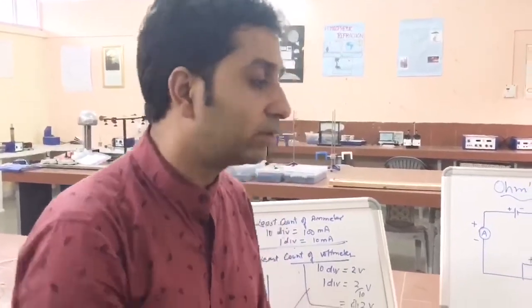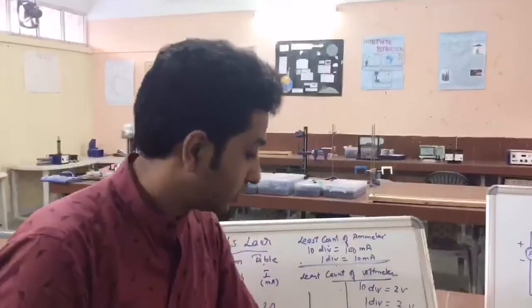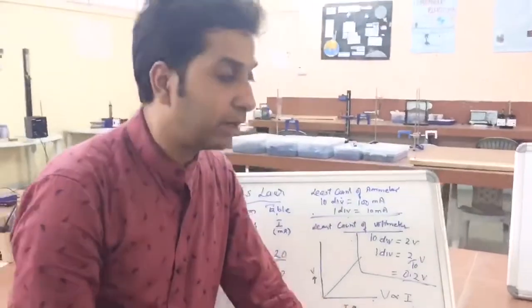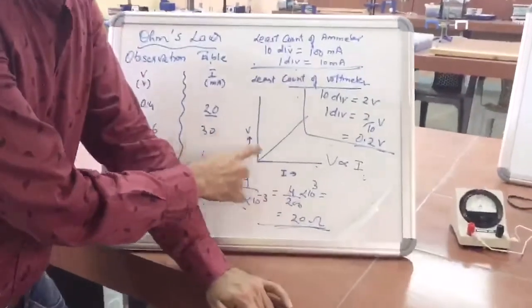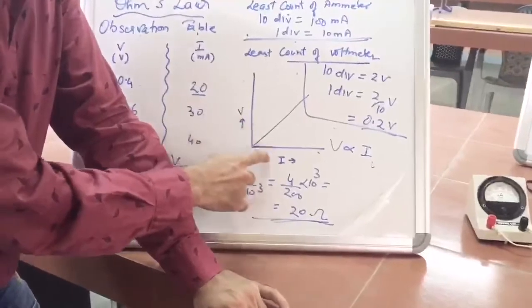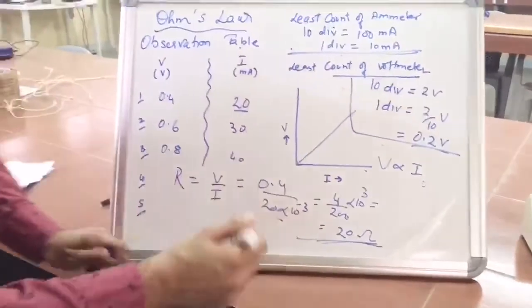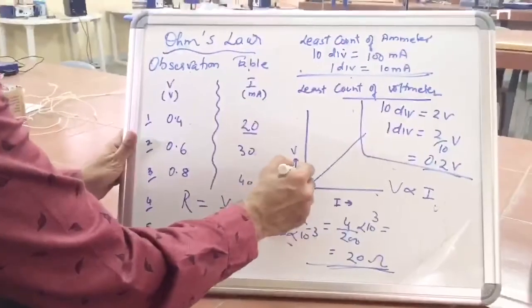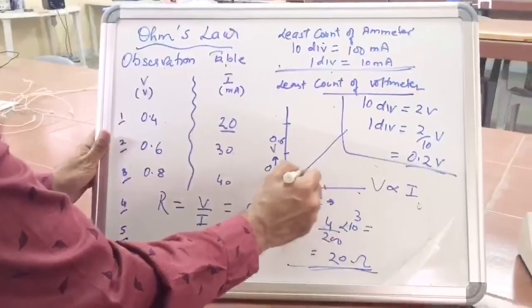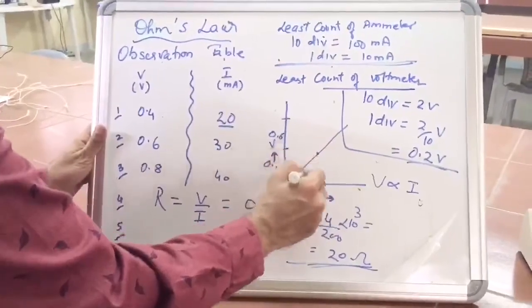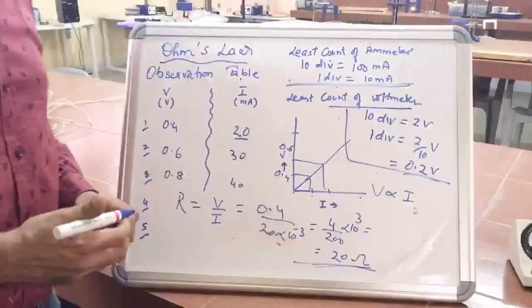So this is how Ohm's law, which states that V is directly proportional to I, can be verified in this experiment. You can calculate the unknown resistance and also plot the graph between V and I, and see that the graph comes out to be a straight line. You can plot the graph like this: 0.4, 0.6 and so on against milliampere 20, 30. This is the first point, this is the second point. This is how you will get a straight line graph. So this is all about Ohm's law.